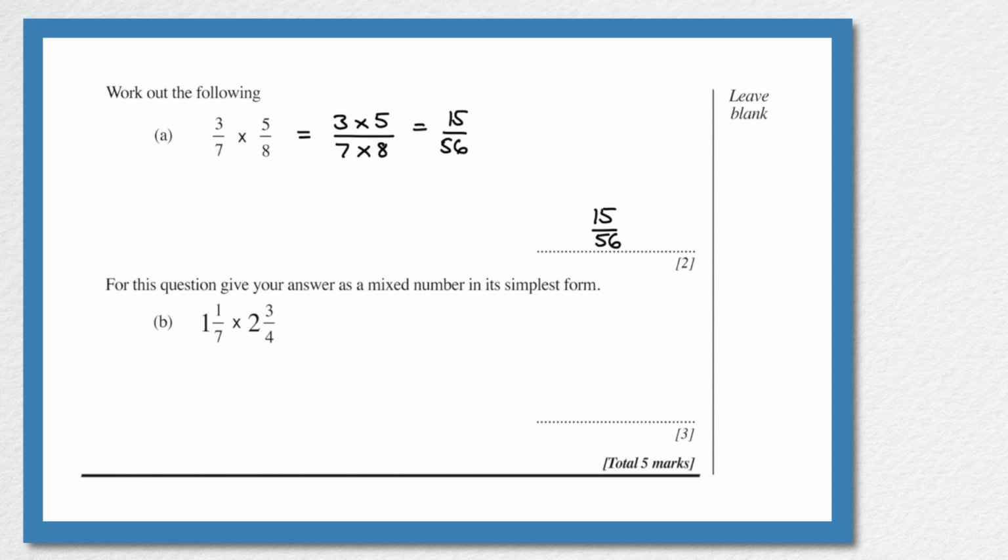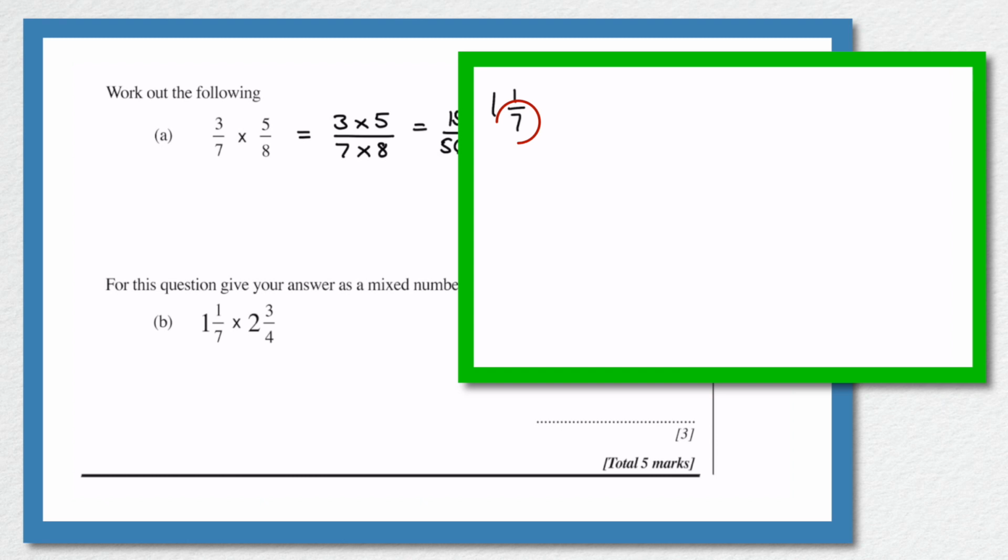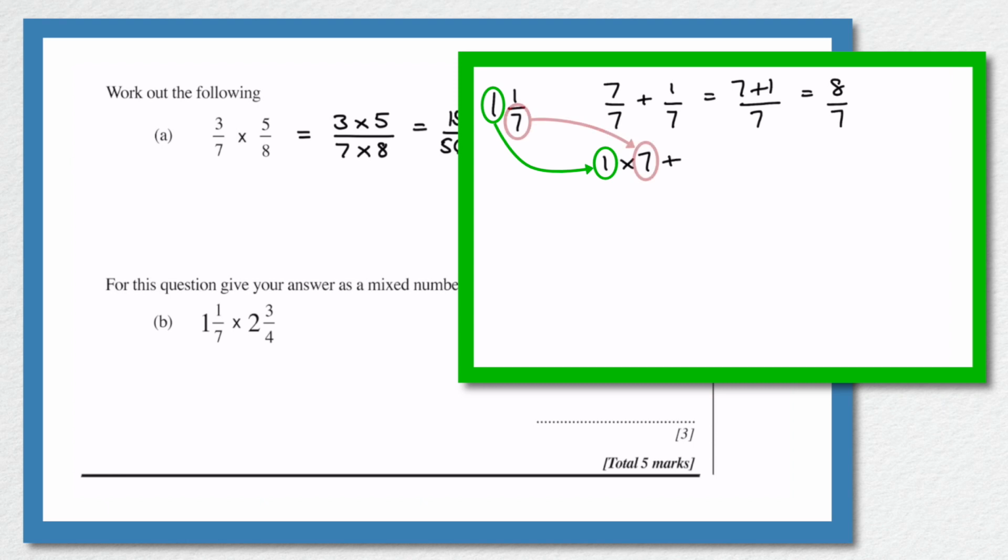Rewriting 1 1/7. Here's what I'm thinking. For this mixed number, we are dealing with sevenths. So each whole number is 7 over 7. So 1 and 1/7 is actually 7 over 7 add 1/7, which is equal to 7 add 1 over 7, which is equal to 8 over 7. Alternatively, we can think of this as 1 lot of 7, or 1 multiplied by 7, add 1 all over 7, which of course is 7 add 1 over 7, which is equal to 8 over 7.